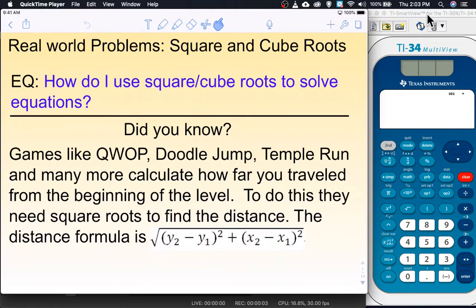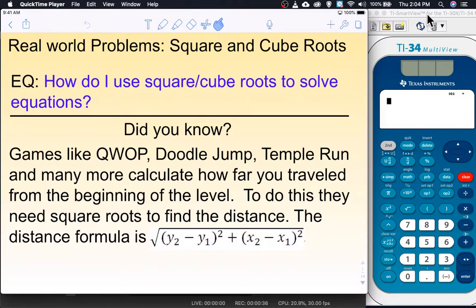Hello and welcome to this lesson on real-world problems involving square roots and cube roots. So we've previously had a lesson where we talked about estimating square roots, where we made some tables and we didn't use our calculator. We solved some equations, and this was in the last unit, I believe. So we're going to be doing a little bit more of that. It's going to be very similar. So if you remember what we did before, this should be right up your alley.